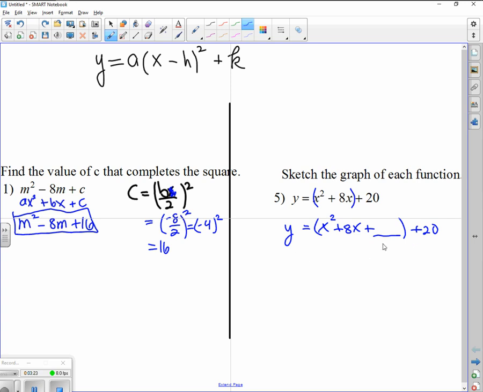Okay, so now what you're going to do is the following. I want to get this by itself, so I need to get rid of 20. To get rid of it, I must do the opposite. The opposite of plus 20 is -20. And when you do it to one side, you must do it to the other side.